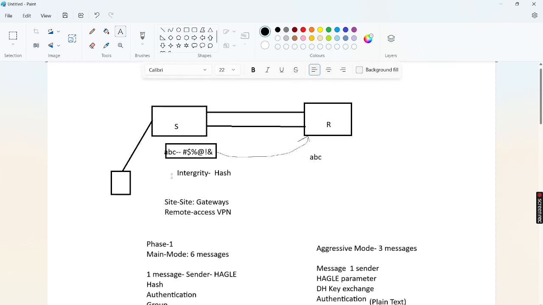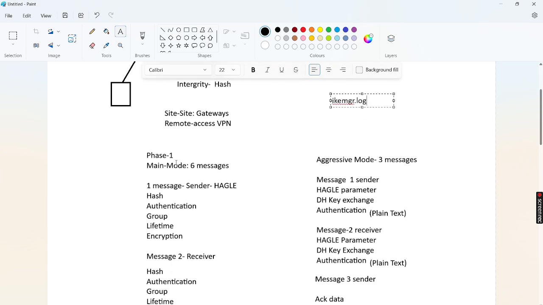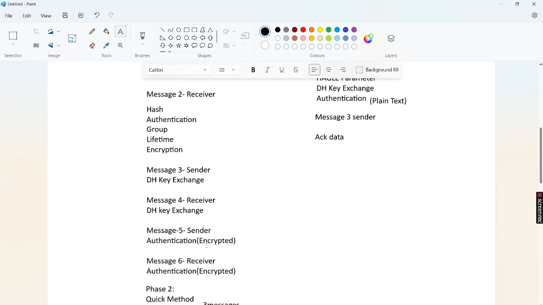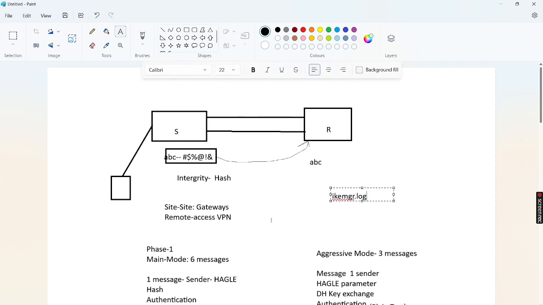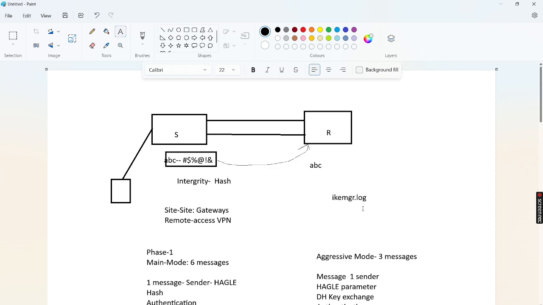If you want to see the logs in the Palo Alto, there will be a daemon like ikemgr.log, where all the IPsec messages will be recorded. So if you are facing any issue with the IPsec, we can directly go through this log, and we can see what messages and parameters are exchanged in phase 1, and what messages will be exchanged in phase 2. All will be recorded in the ikemgr.log. So if you are facing any issues, you can directly go through the ikemgr log.